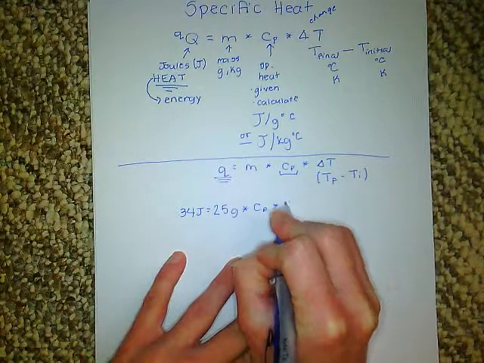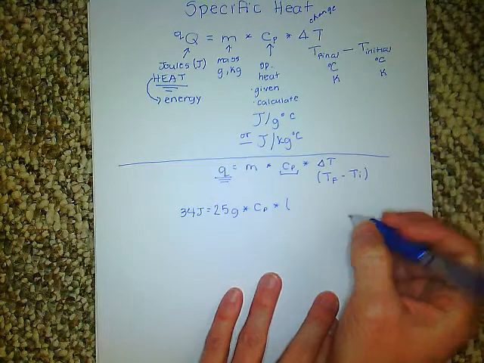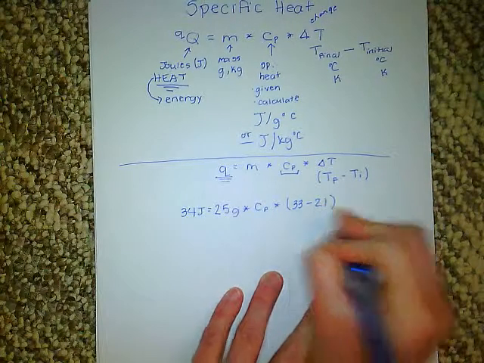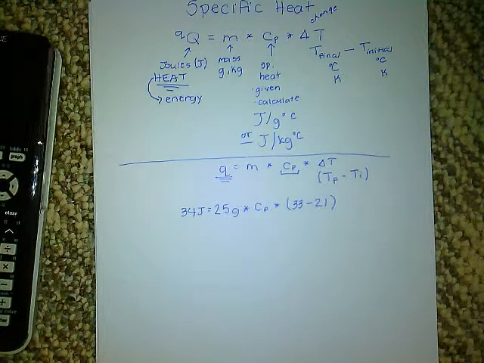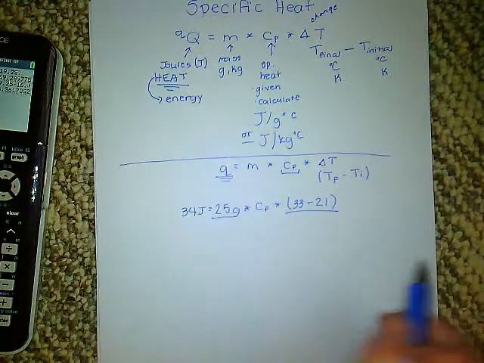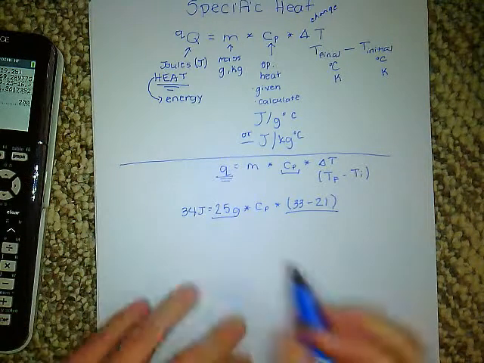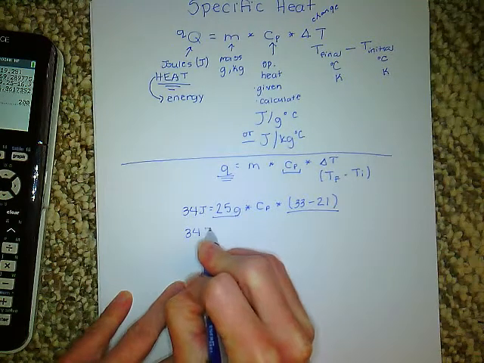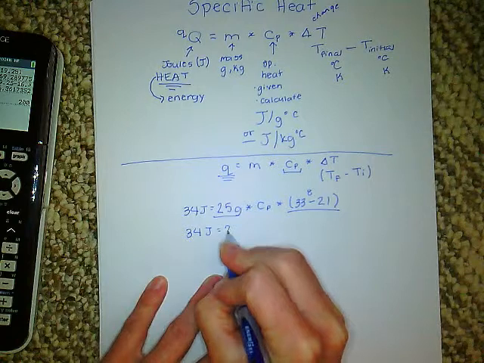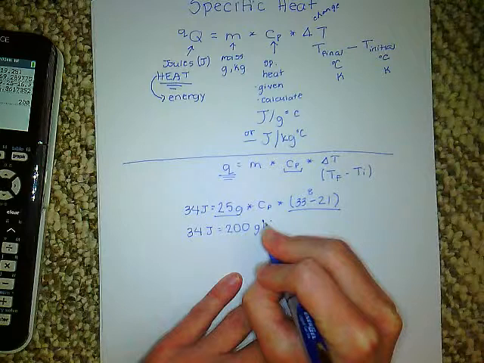I know that I'm looking for specific heat, and then it tells me that my temperature change was heated from 21, so 21 is the initial, to 33, so 33 is the final. So 33 minus 21, close parentheses. From here, guys, it's simply order of operations. You're going to combine the 25 grams times 33 minus 21. So that would be 8 times 25. Right now, all I'm doing is combining like terms. So 25 times 8 is 200, and that would be grams Kelvin, times CP.